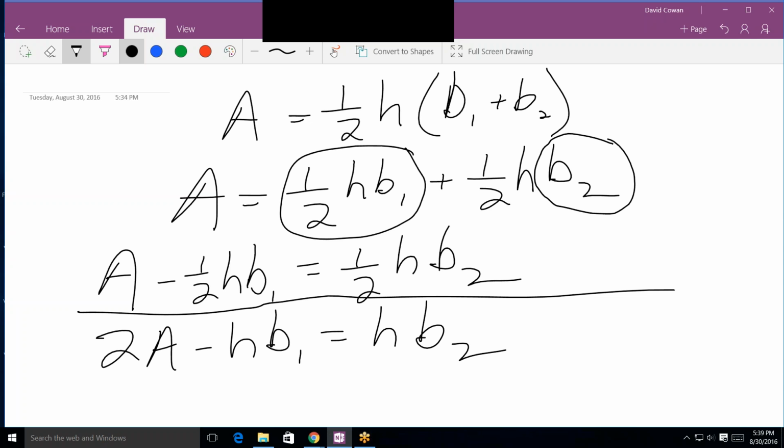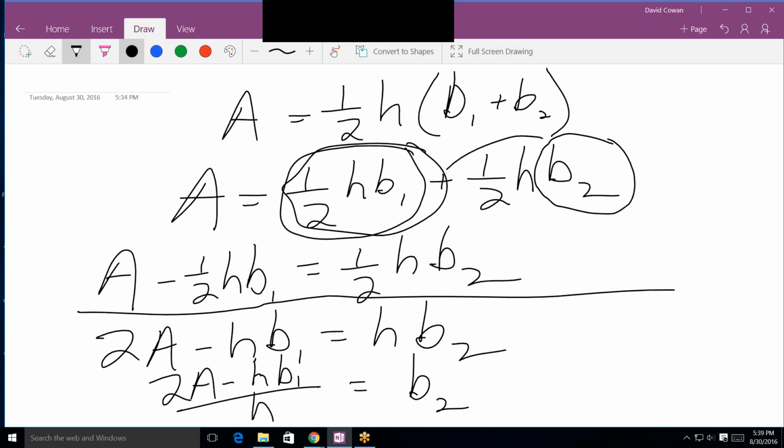Okay, now what's the final step? Divide by h. Yeah, that's all you do. That's all solving equations is about, is getting rid of everything that's attached to what you're trying to solve. In other words, originally we had that attached and we had that attached. So let's get rid of the thing that was being added, first of all, and then let's get rid of the thing that was being multiplied. So that's how you want to think about solving equations.